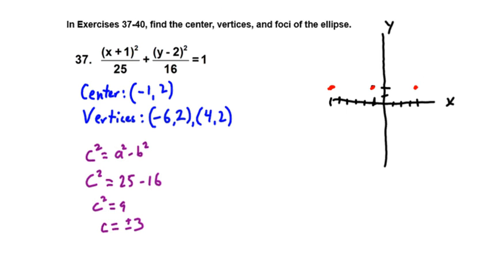So that's going to be left right there. And to the right, 1, 2, 3. So we're going to have, let me put the foci here. They're going to be at 2, and it's going to be negative 1, 2, 3, 4.